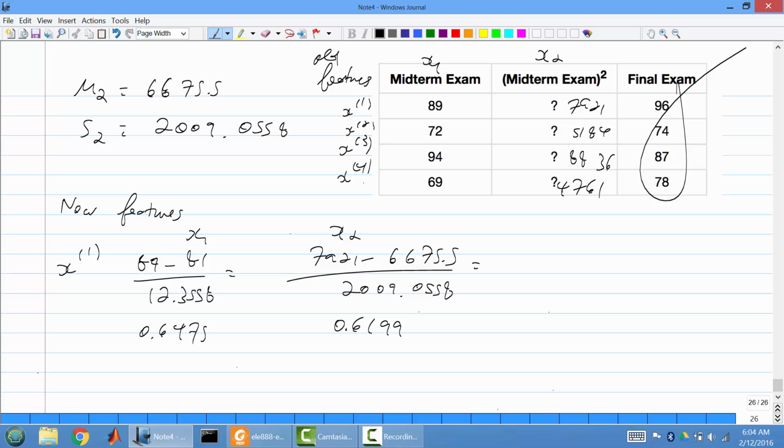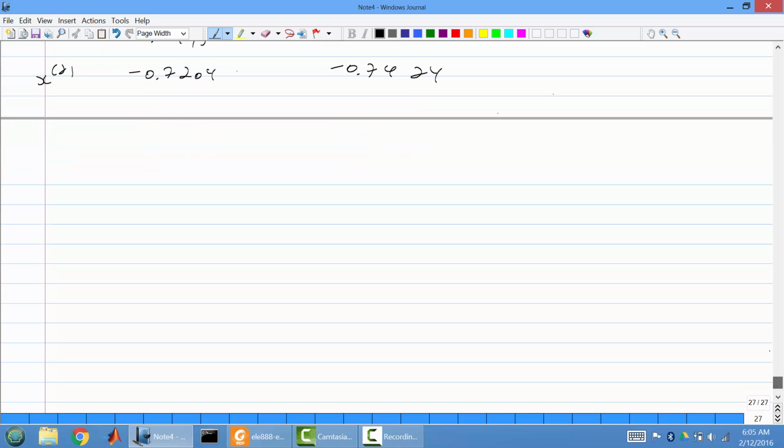And I'll let you do the rest of this. For the second one, we had minus 0.7204, minus 0.7424, and then we can do the rest of them ourselves. So this was 1.0521, 1.0754. Last training example is minus 0.9712, minus 0.9524.